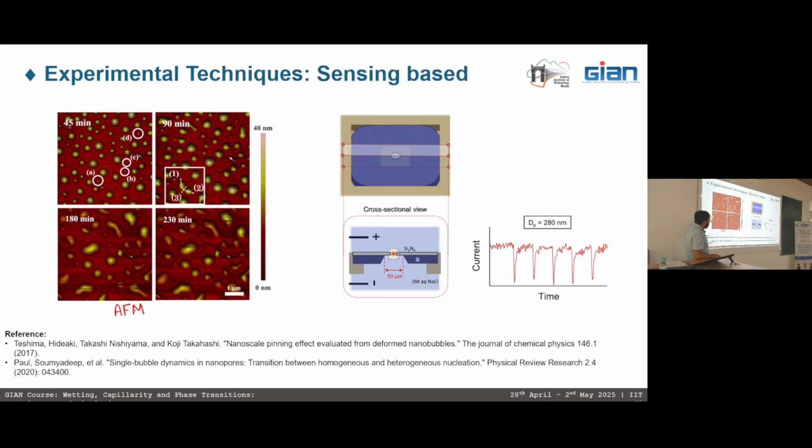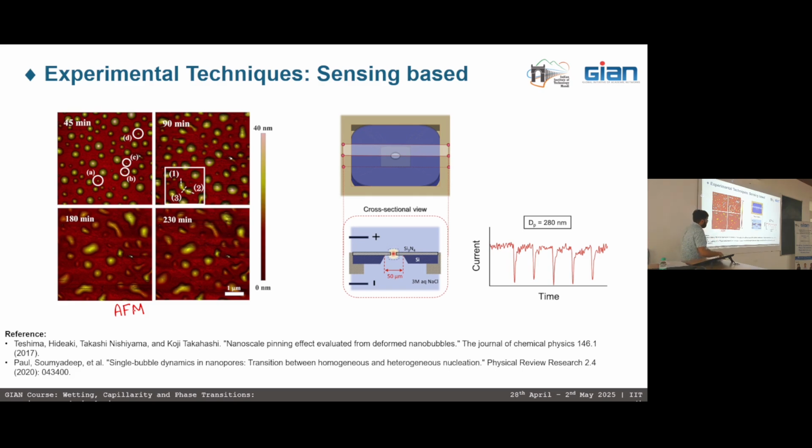This image is taken by AFM by a friend of mine, Teshima, and you can see that he has observed how these bubbles behave over time. He observed this for 230 minutes, around 4 hours, and the size of these bubbles is typically around 500 nanometers. This is 1 micrometer, so typically around 500 nanometers is the size of these bubbles, and all of these are gaseous bubbles. So we have seen how these bubbles have evolved over time. This is one image of the AFM, which is used to sense bubbles using a probe.